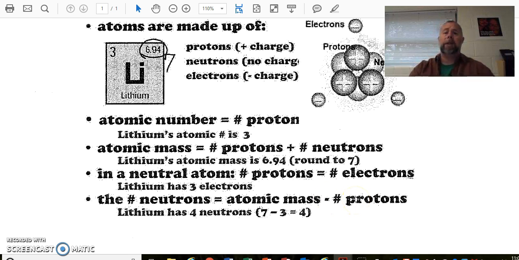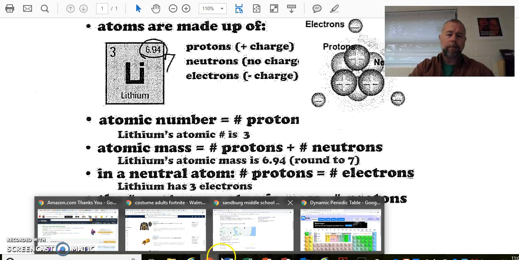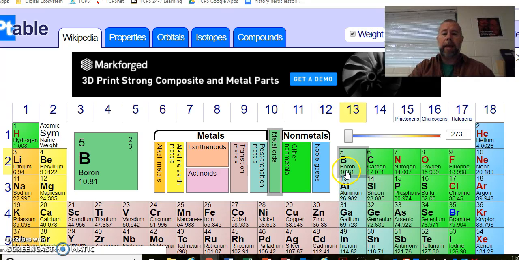But what do we do first? That's right. We're not going to have part of a neutron. We're going to have whole neutrons. So the atomic mass, you're going to round it. If your number is 5 or above, you're going to round it up, or you're going to round it down. So if you have a number, and let's take a look, like 10.81 for boron, you are going to round it up to 11. You're going to subtract 5 from that. That's going to tell us how many neutrons.